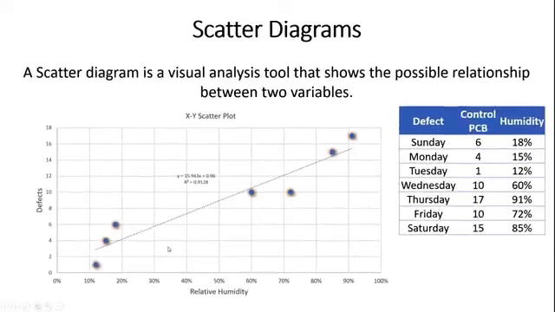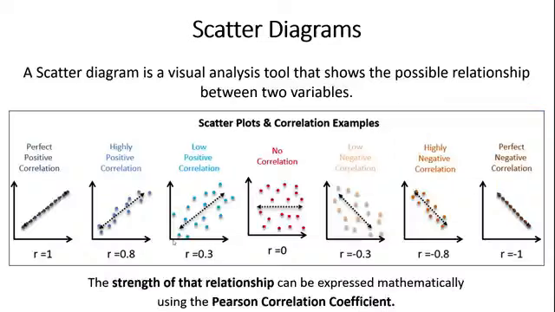Does that make sense? A scatter diagram is a great way to understand the relationship between two possible variables. Now, once you've done your scatter diagram, you can quantify the relationship between those two variables. What I'm showing here is the Pearson correlation coefficient.